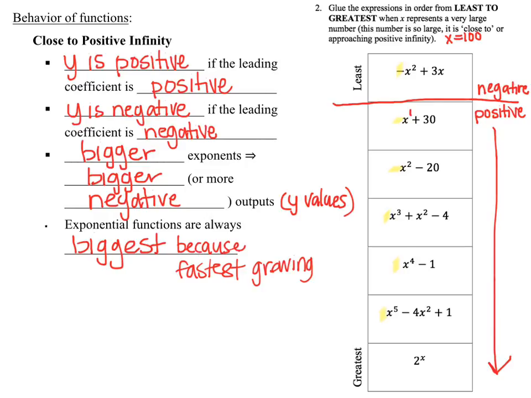Another thing that I want to point out with these, when I'm saying that we're close to positive infinity, a shorthand way of writing this is x arrow infinity. This just means x approaches positive infinity.